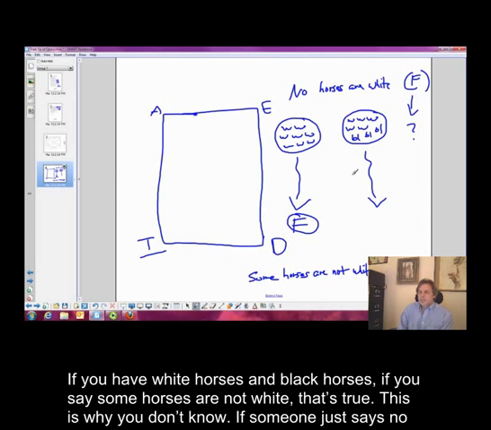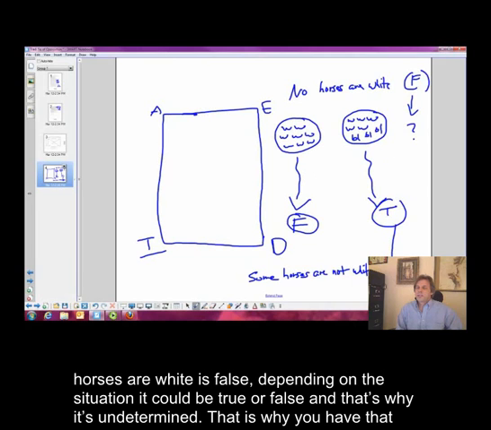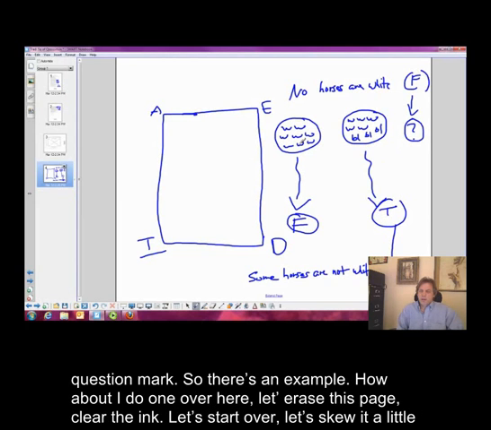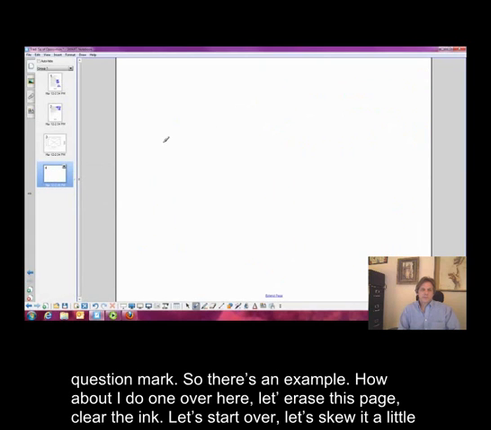If you have white horses and black horses, if you say some horses are not white, that's true, right? This is why you don't know. If someone just says no horses are white is false, depending on the situation, O could be true or false, and that's why it's undetermined. Okay? So that is why you have that question mark. So there's an example. How about I do one over here? Let's erase this page, clear the ink. Okay, let's start over. Let's skew it a little bit over here.